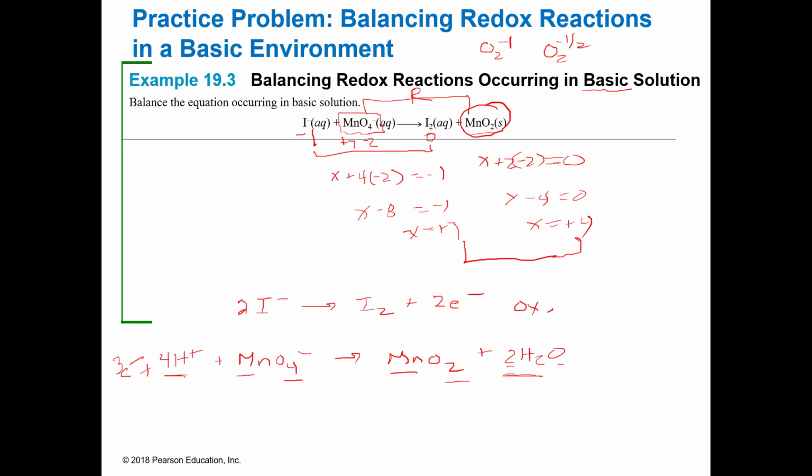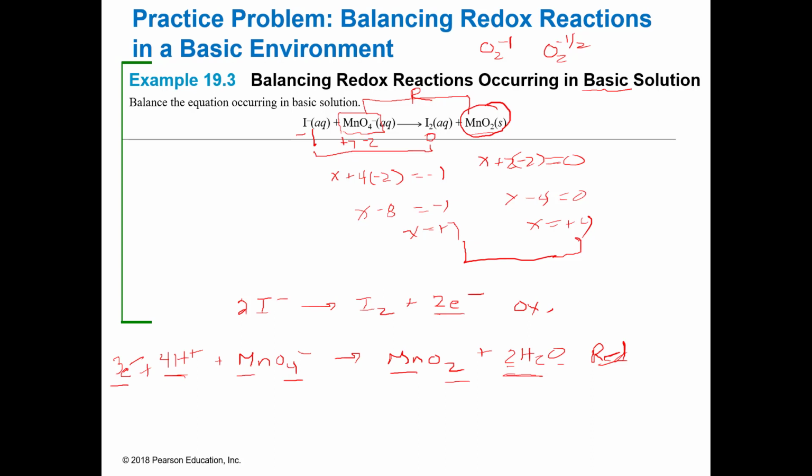So charge is balanced, number of atoms are balanced. This reaction is done. And we know that this is a reduction half reaction. Again, why? Because the electrons are on the reactant side, whereas if the electrons are on the product side, it's an oxidation half reaction.